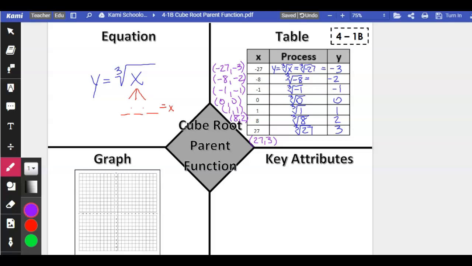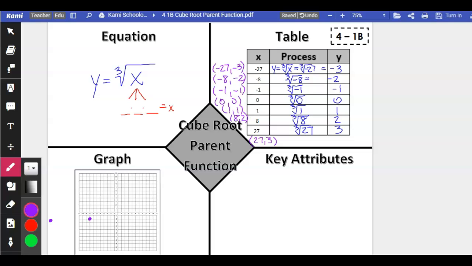So check your process column, check your y values with mine. I've gone ahead and written all of the ordered pairs for x and y, so if you want to, you can write yours as well. Sometimes it makes it easier to graph. I know that I can't graph anything with a positive or negative 27 because that's going to be way off of my graph, but I can kind of get an idea for where it is. So negative 27 comma negative 3 is somewhere over here. I don't know where, but somewhere. Negative 8, 1, 2, 3, 4, 5, 6, 7, 8, and negative 2, that's right here.